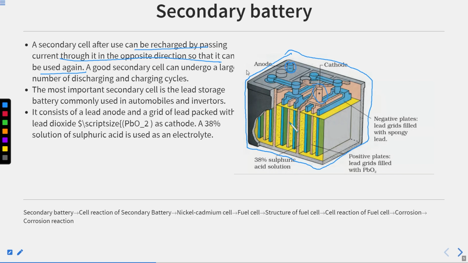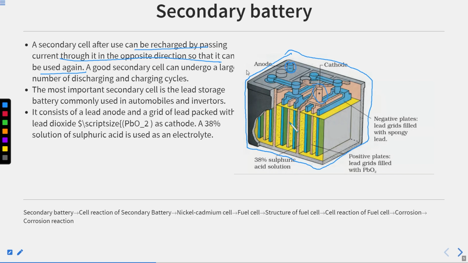You have seen acidified water used in batteries. From time to time we do add this water. So what is this water mainly containing? This water is mainly containing sulfuric acid. So it is a kind of acidified water such that it can act as an electrolyte. You will get a clearer picture after we see this cell reaction.